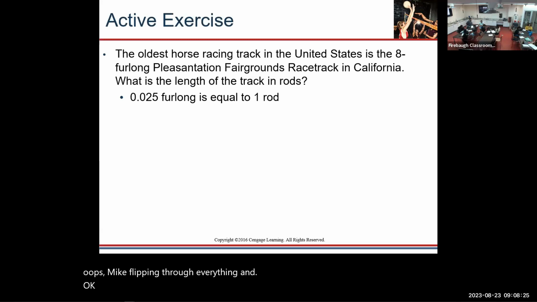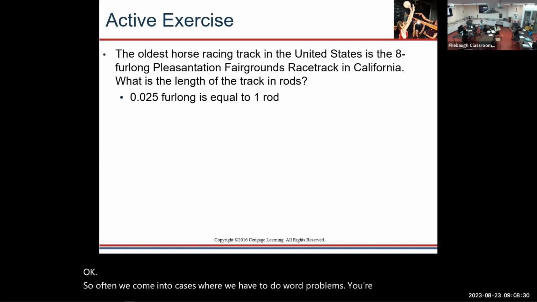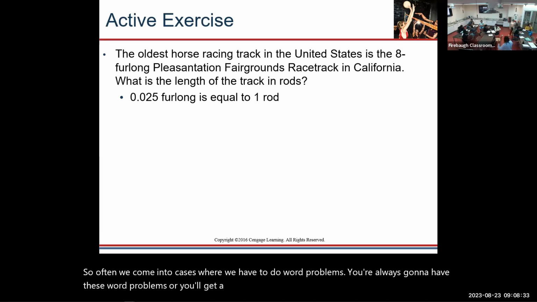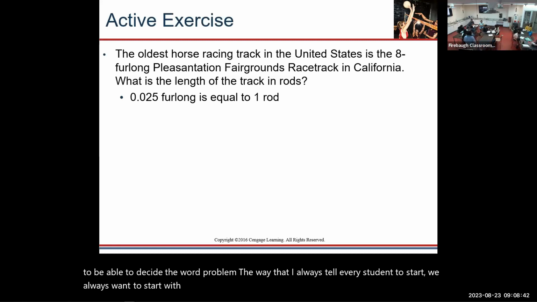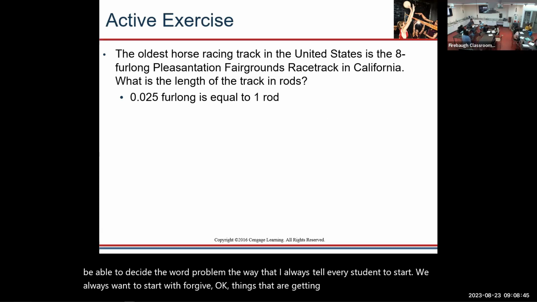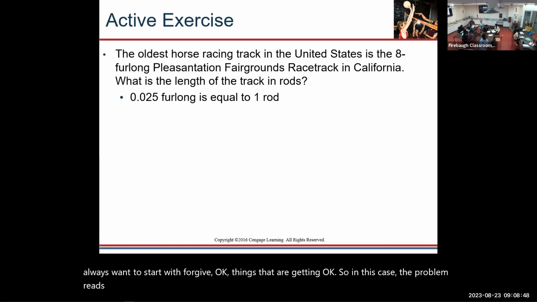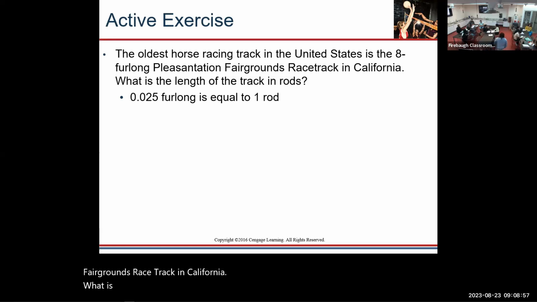Okay, so often we come into cases where we have to do word problems. You're always going to have to do word problems, or you'll get a problem that you have to think about, right? You need to be able to decipher the word problem. The way I always tell every student to start is to begin with the things that are given. In this case, the problem reads: the oldest horse racing track in the United States is the 8 furlong Pleasanton Fairground Racetrack in California. What is the length of the track in rods? And it tells us 0.025 furlong is equal to 1 rod.